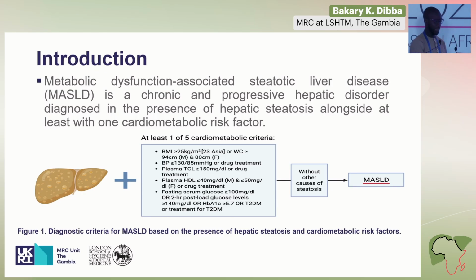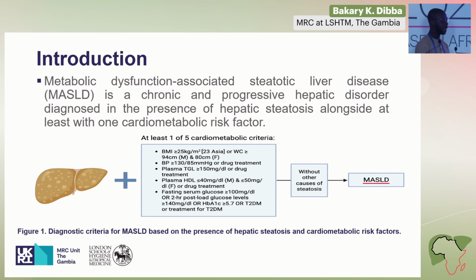Debbie, like I said, had actually shed some light on the prevalence of muscle in the world and also in Africa. But there are very limited data on muscle in Africa. Muscle is a chronic and progressive hepatic disorder that is diagnosed with the presence of hepatic steatosis alongside at least one of the cardiometabolic risk factors. These are the cardiometabolic risk factors that you can see on the slide there.